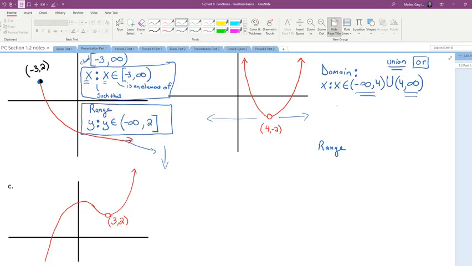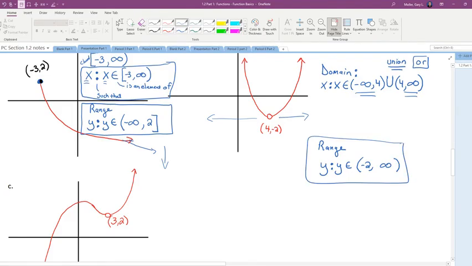All right. Range. The lowest number it looks like we have is -2, and that 2 is a y value. So we're saying all the y's that belong to, except that that -2 is not actually there. And we're going to go all the way to infinity. And so that would be our range.